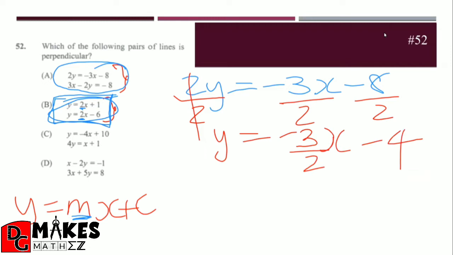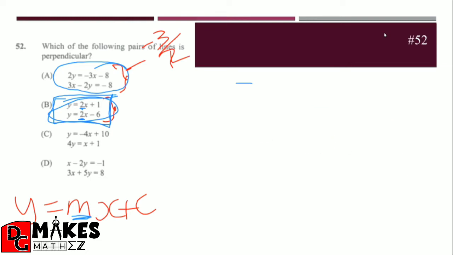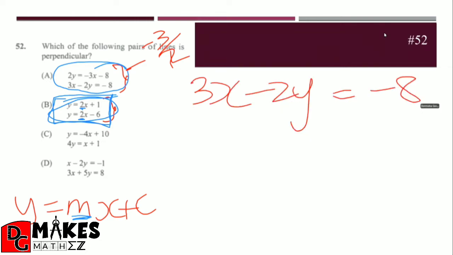All right, so the gradient of the first line here is going to be -3/2. Remember, our gradient is what is right here beside x. So we have that to be our gradient, and we are now going to look at the second equation. If we have 3x minus 2y equals negative 8, and we're trying to solve for just y, we just want y to be on one side by itself.